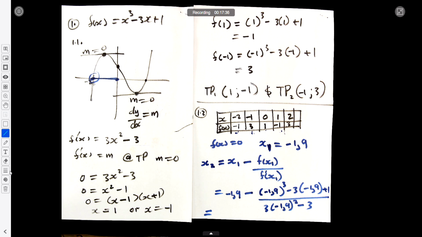Okay, so what is the answer? -1.9 minus the fraction: -1.9 to the power of 3, minus 3 into -1.9, plus 1, all divided by 3 into -1.9 all squared minus 3.